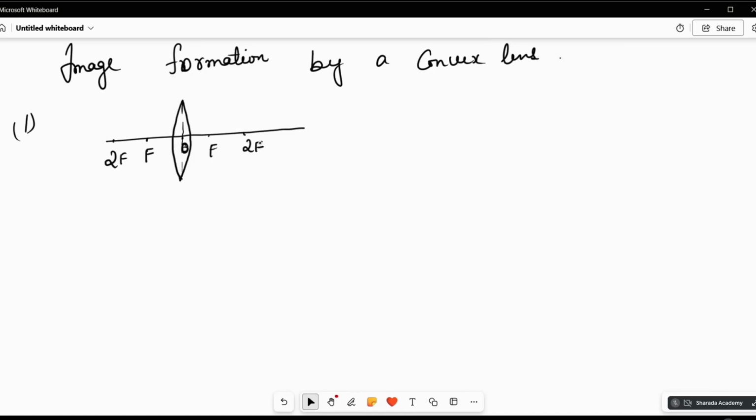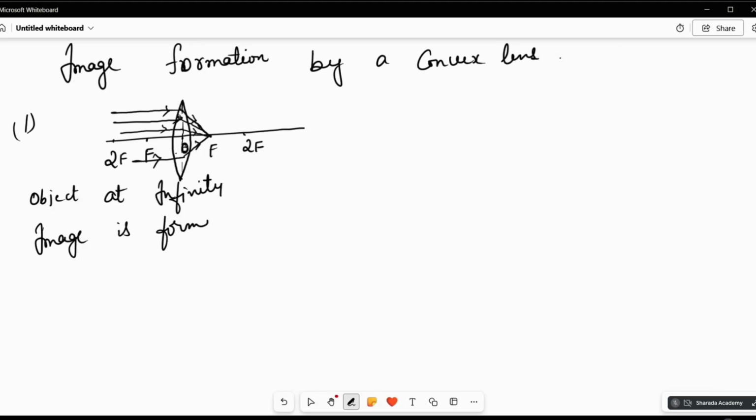Now, if you keep the object at infinity, then most of the rays will be parallel to the principal axis. All the rays which are parallel to the principal axis will pass through the focus. So the object is at infinity, and the image is formed at F.